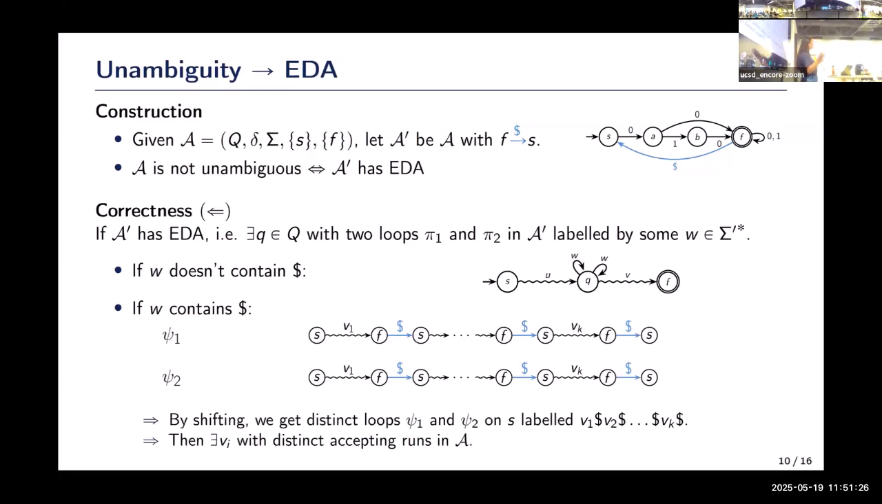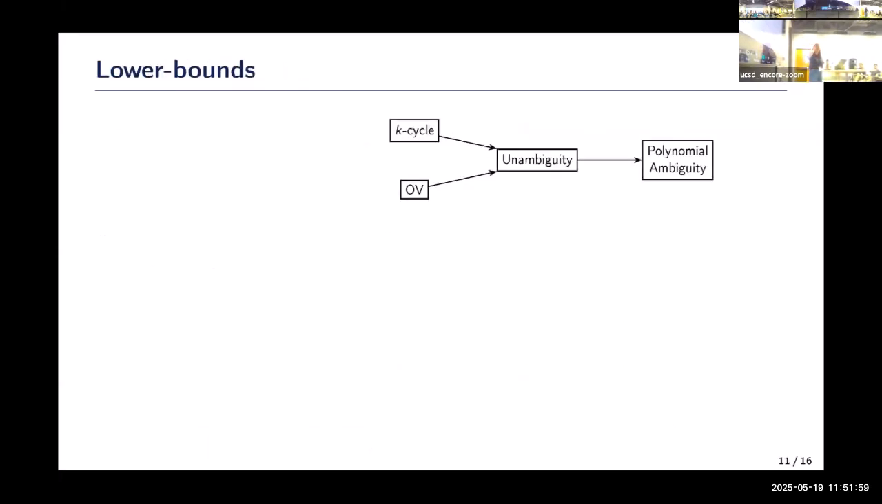And so now again, a bunch of words for which I have a run from S to F, and those are separated by dollar sign. But because those two original cycles were distinct, this means that there is one of these words, one VI, for which the two loops were doing something different. So for this VI, I had two different accepting runs, which means I'm not unambiguous. All right. And in this reduction, I'm not losing anything in the size of the automaton, right? So I have this simple reduction from unambiguity to polynomial ambiguity.